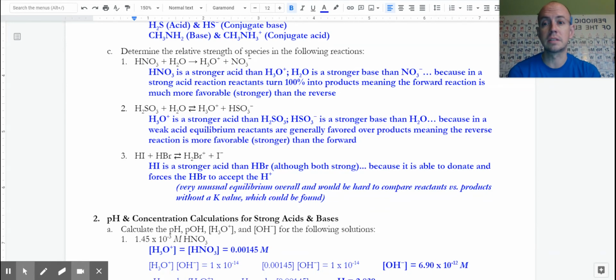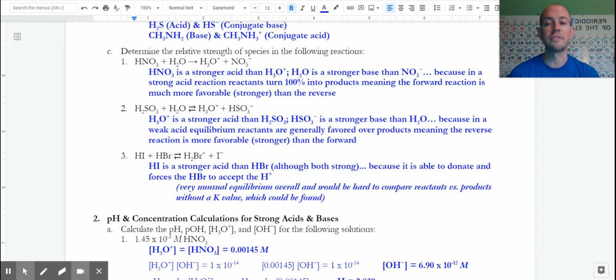H2SO3 is sulfurous acid reacting with water. So a very similar look right here, but it is written as an equilibrium because H2SO3 is not one of our strong acids. In this case, we know that the reverse reaction has to be more favorable. Later, we will be given specific equilibrium values or K values that tell us about the left side versus the right side in terms of favorability.